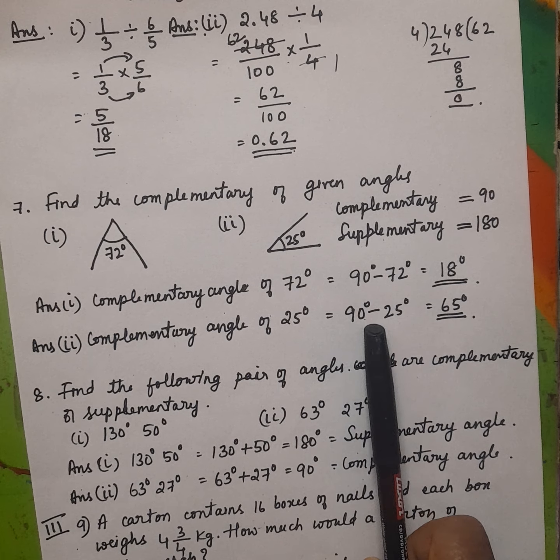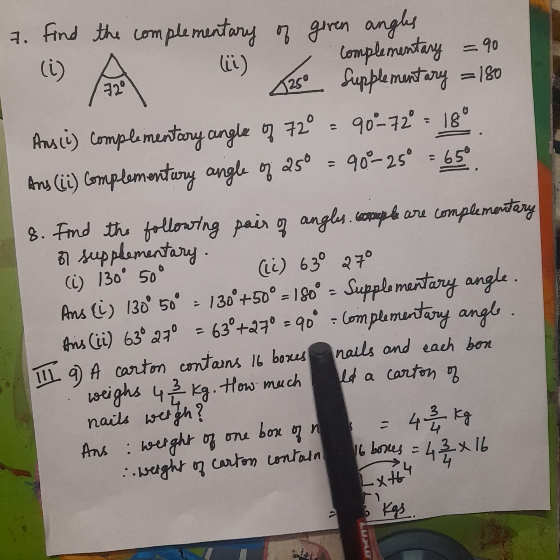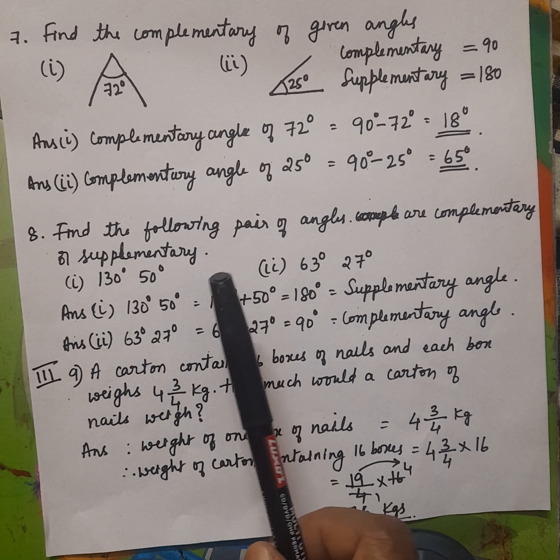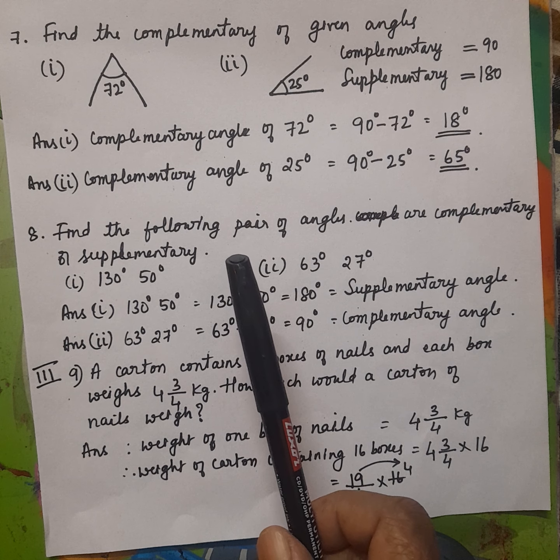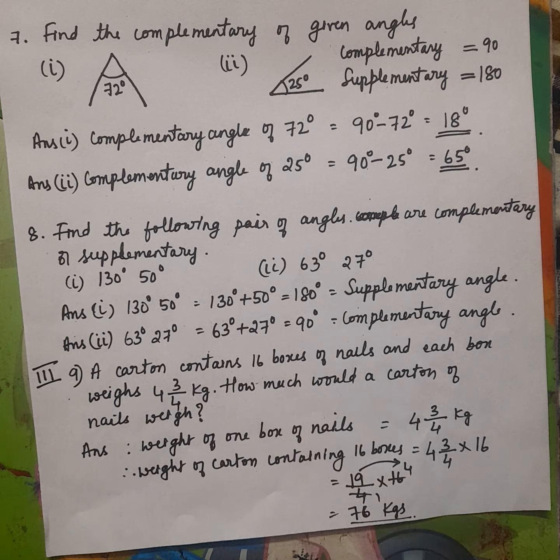Now the next question. Find whether the following pairs of angles are complementary or supplementary. Now you have to distinguish these angles, whether it is a complementary angle or a supplementary angle. The first one is 130 degrees and 50 degrees. The second one is 63 degrees and 27 degrees. Now answer: 130 degrees and 50 degrees. When you add these two, it will become 180 degrees.